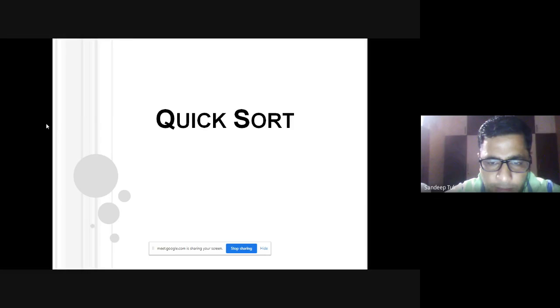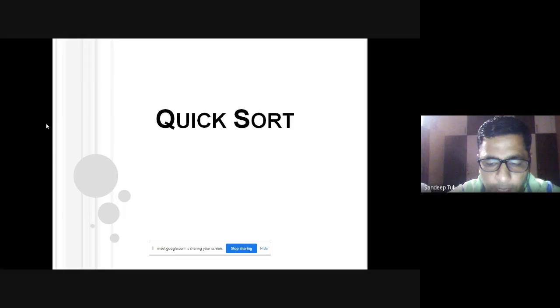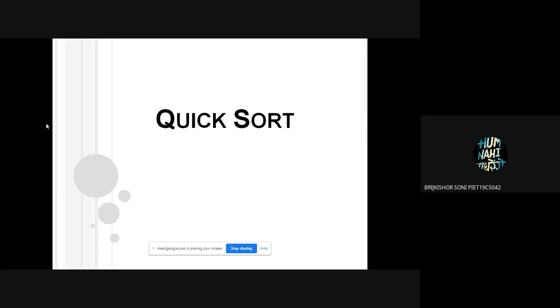Tell me, what is the time complexity of merge sort? The time complexity of merge sort was n log n, where n is the number of inputs, the number of elements in an array. Okay. So now we are starting.